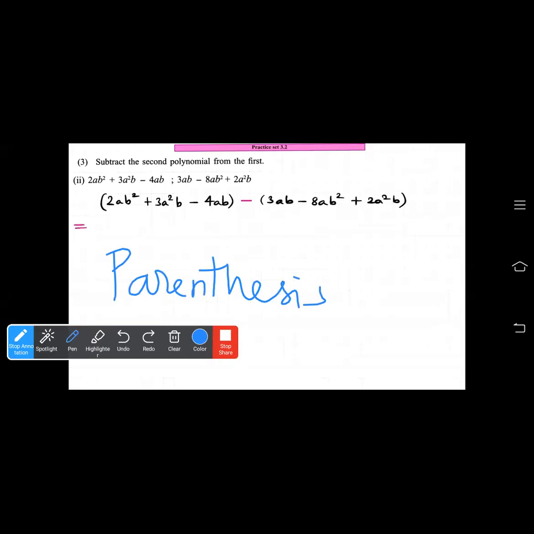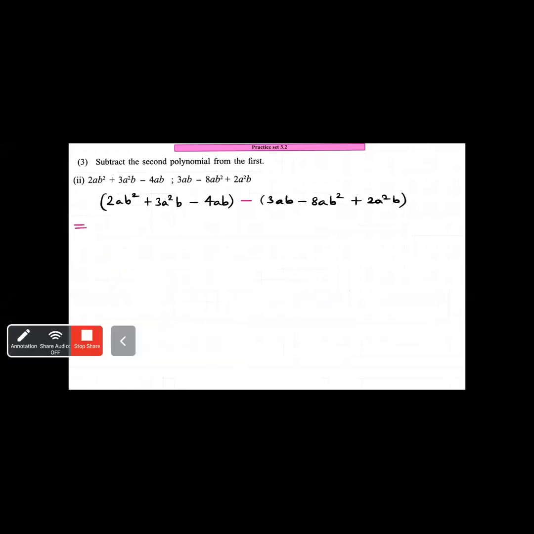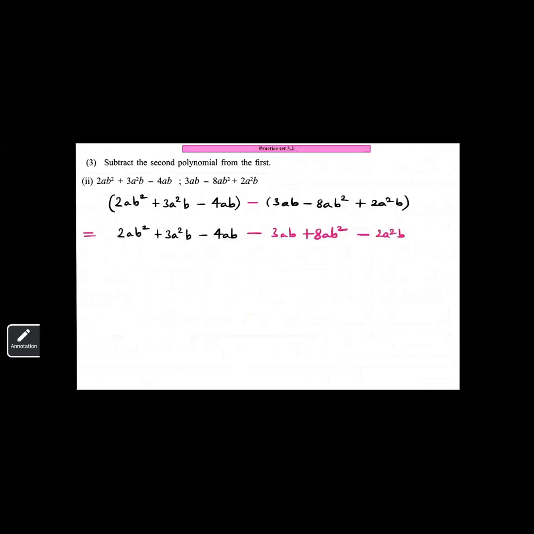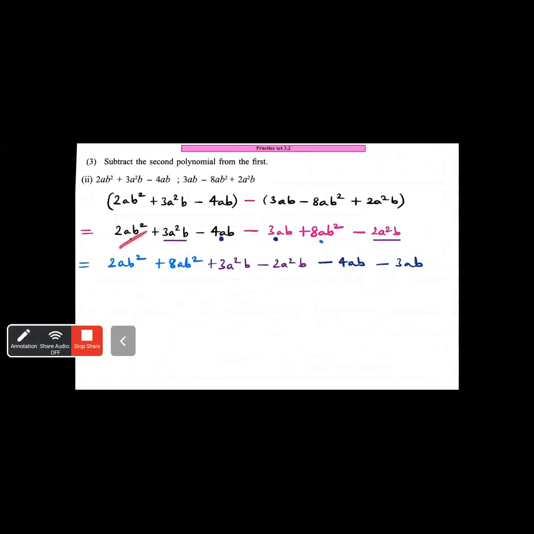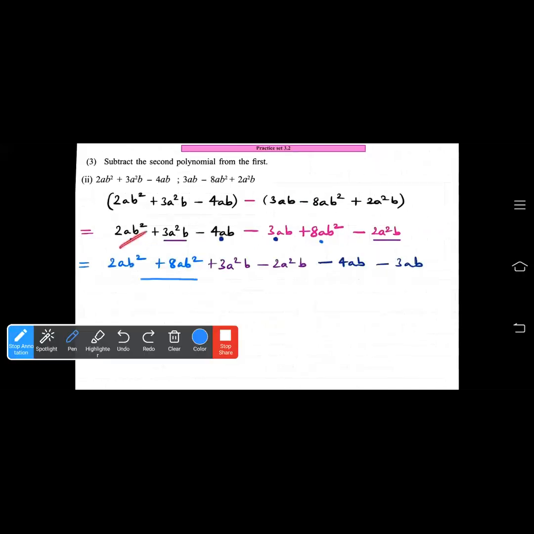Parentheses. Round brackets are called parentheses. Fine. So what next do we get? After opening the bracket, your first polynomial will be as it is, and the second will be plus 3ab minus 3b, minus 8 will become plus 8, plus 2ab plus 2 will become minus 2ab square. Now we'll keep like terms together. So you will get this together, these two together, and these two together.